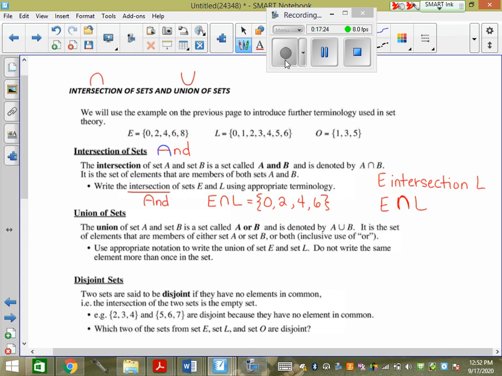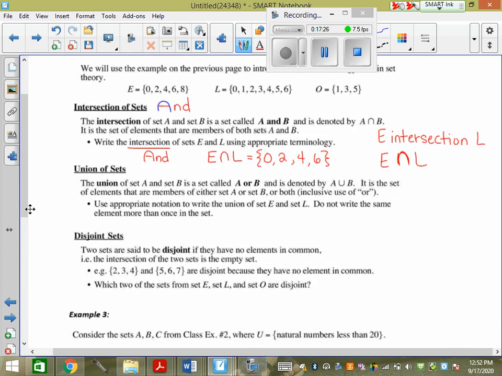Then we do union of sets. How do I know it's not and? Well, union of sets is a U. How do I know it's not and? Because I write and and it looks stupid. That's how I know it's not and. See? Easy. That looks dumb. So it's not and, it's actually or. Okay? Union is for or.